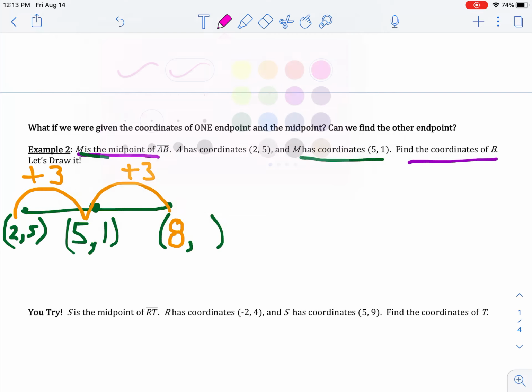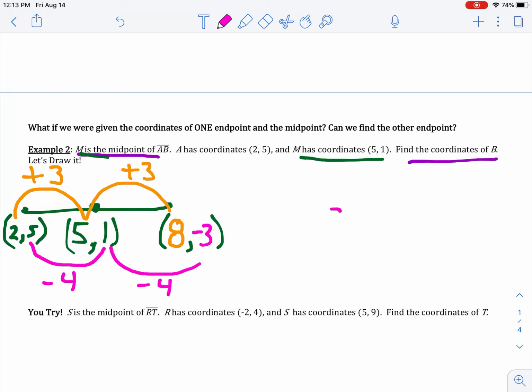All right, now we're going to do the same thing for the y's. I'm going to start at the end. I started at a 5, and I traveled to the middle, which went down to 1. Notice 5 went down to 1, so we went down. So this time we traveled negative, and the gap from 5 down to 1 is we went down 4 to get there. So now I'm going to start at this 1 in the middle, and I'm going to go 1 minus 4, which tells us negative 3. So our answer is 8, negative 3.